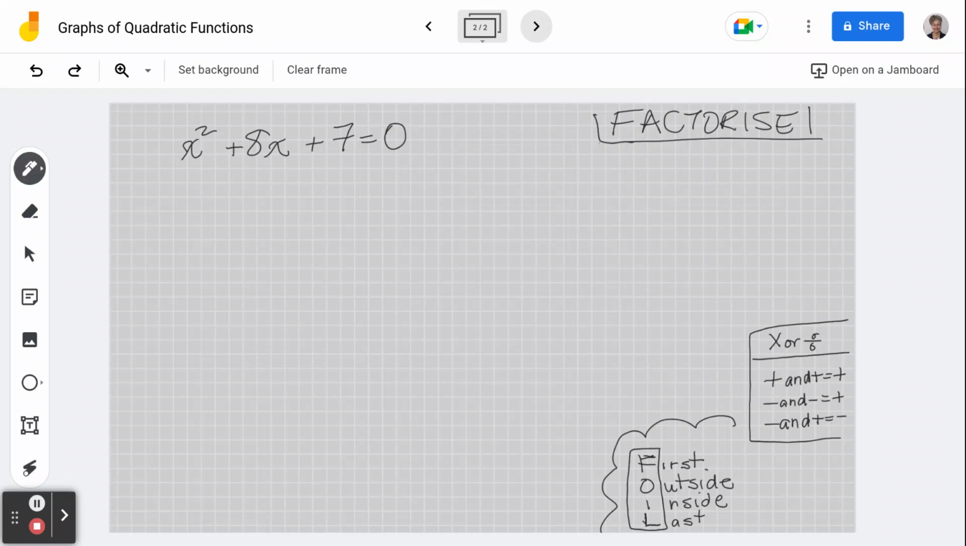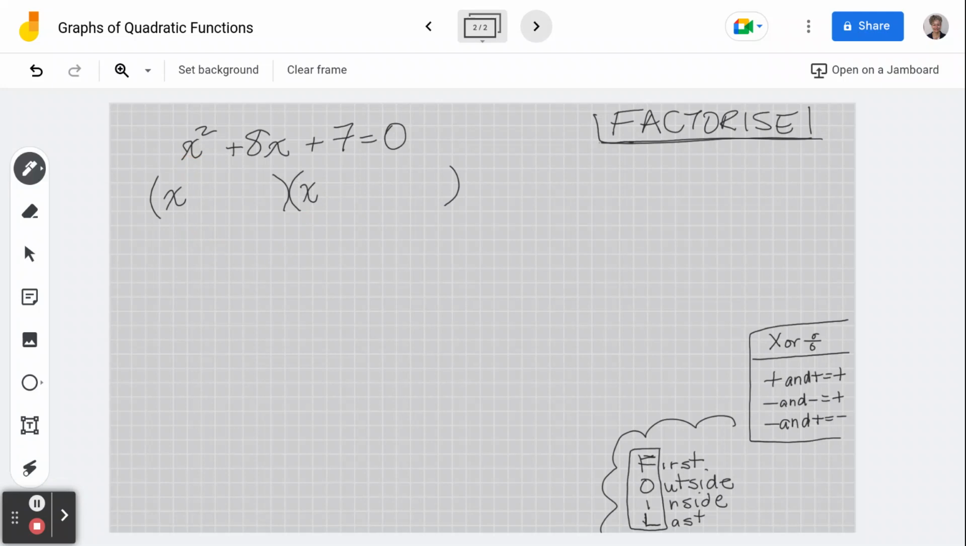This is called FOIL, and it's how we test that we've factorized correctly. Okay, here we go. To factorize, I'm looking to find out the factors of what x are going to be. So step one always is to make two parentheses. We know that to get x squared, it's going to be x times x. That's x squared.